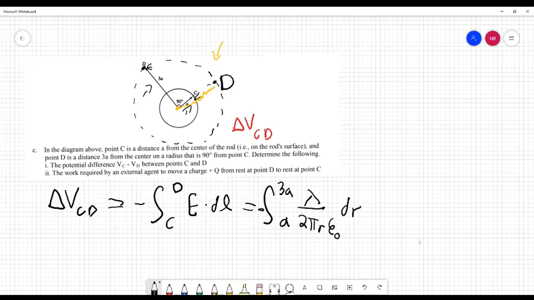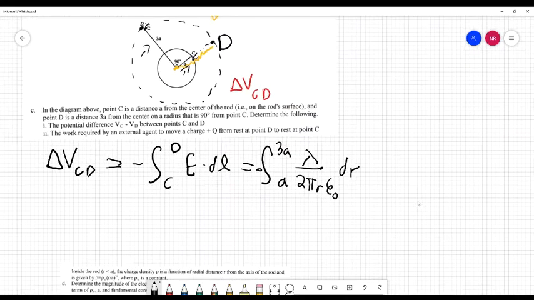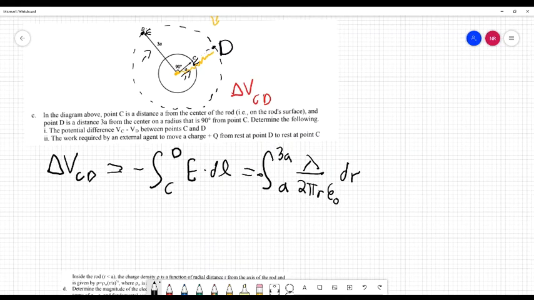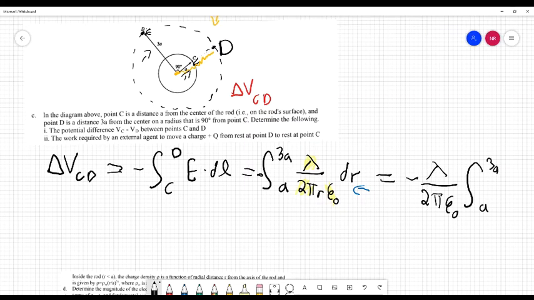Now we can take the constants out of this integral. The constants would end up being this lambda, the 2 pi, and the epsilon naught, which is pretty much everything except this variable of integration. So if we take these out, we would end up with negative lambda over 2 pi epsilon naught times the integral from a to 3a of 1 over r dr.